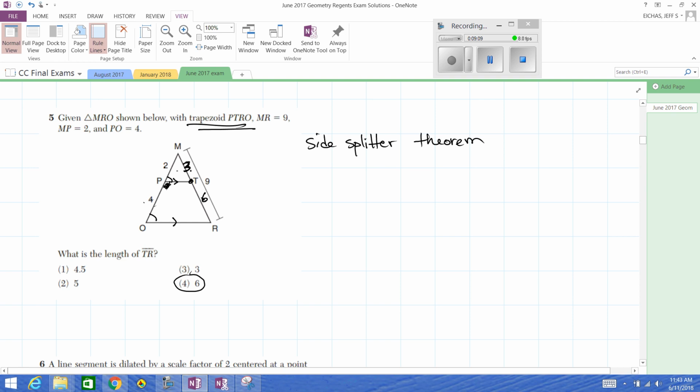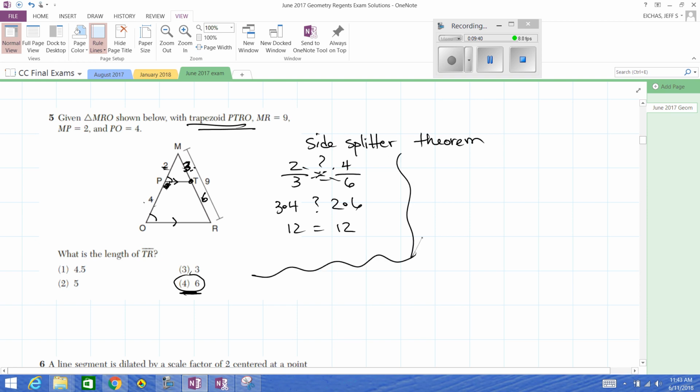Now, here's how it should work. The side splitter theorem should make all these proportional. So 2 is to 3, right? As 4 is to 6, if the side splitter theorem, or if this is the right answer for this. Now, when we cross multiply, it's a question basically, is 3 times 4 equal to 2 times 6? It is. Since that works, this is the answer that would produce proportional sides, and we'd have it. Now, some students try to tackle it algebraically, which is good, so I'll show that.